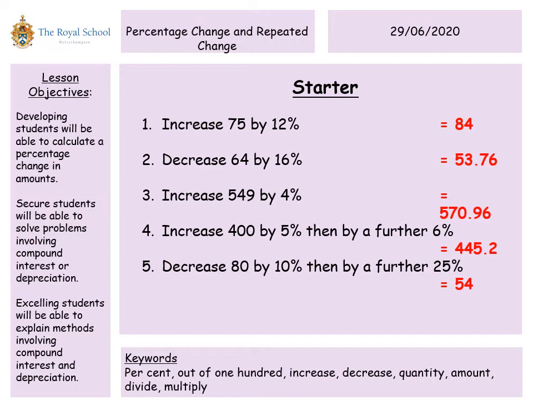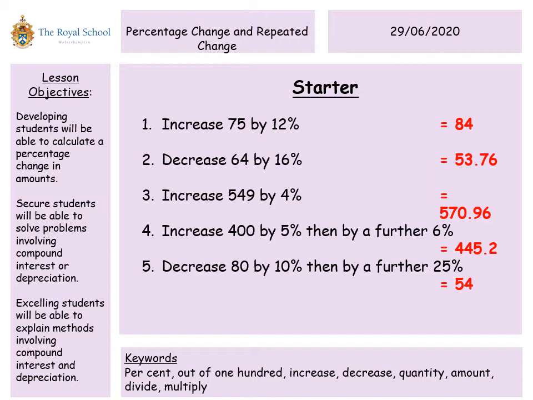Likewise with question 2, if you're decreasing 64 by 16%, if you decrease something by 16%, you'd be left with 84% of it. So we could have done 0.84 times 64 to get straight to the answer. Number 3, increasing 549 by 4%. If you increase by 4%, you have 104%. So we could have done 1.04 times 549 and get straight to the answer.